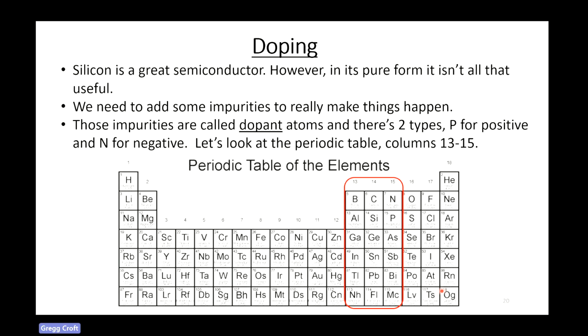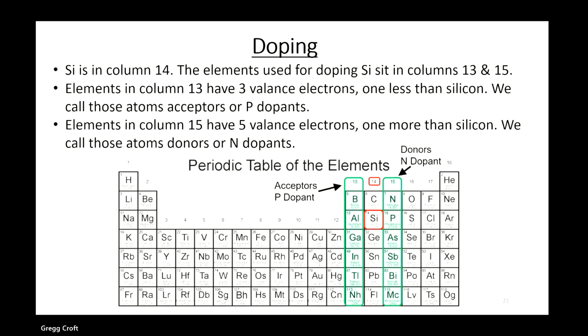Let's look at the periodic table, columns 13 through 15, which is right in this area here. So silicon, we said, is in column 14. That's this column right in the middle here. And the elements used to dope silicon sit in either column 13 or column 15. The elements in column 13 have 3 valence electrons. That's 1 less than silicon. And we call those atoms acceptors or p-dopant. The elements in column 15 have 5 valence electrons. That's 1 more than silicon. We call those atoms n-dopant or donor atoms.